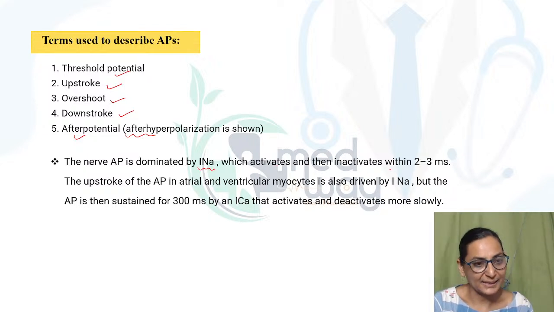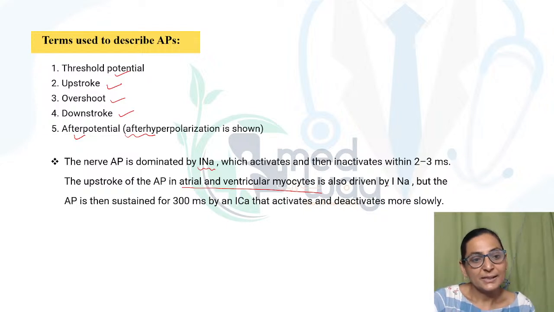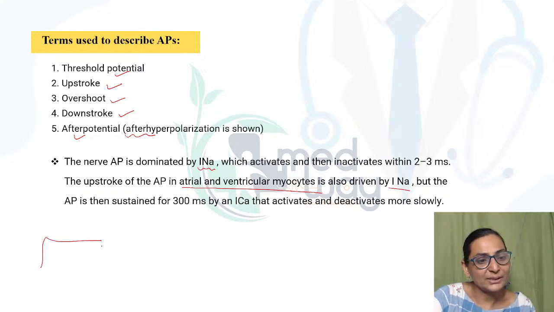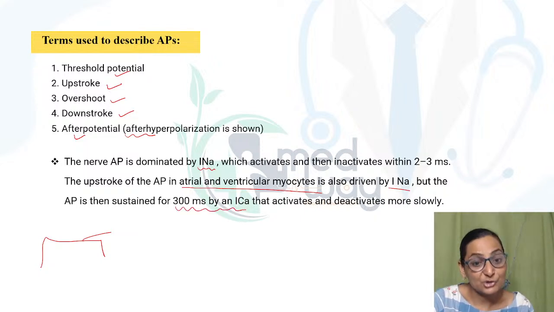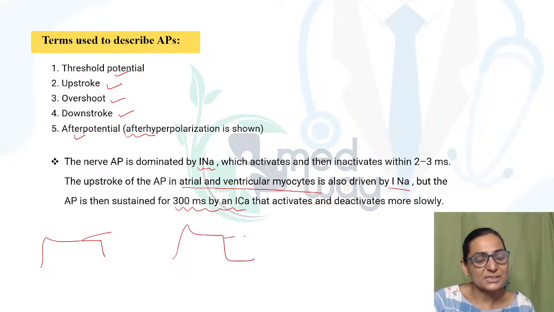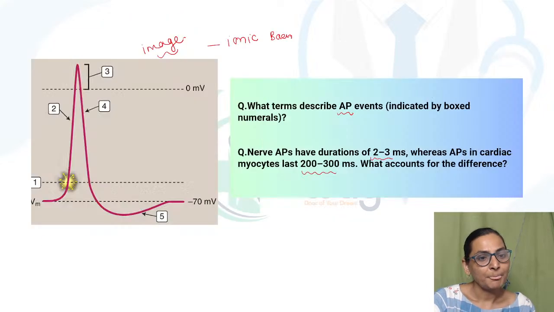Remember, the nerve action potential is dominated by the inward sodium current, which activates and then inactivates within 2 to 3 milliseconds. The upstroke in the action potential of heart myocytes is not only driven by inward sodium current, but the action potential also shows a plateau phase, which is favored by the inward calcium current. This calcium current, or plateau phase, is responsible for the prolonged duration of the action potential in the cardiac muscle. Okay? So this is very, very important.